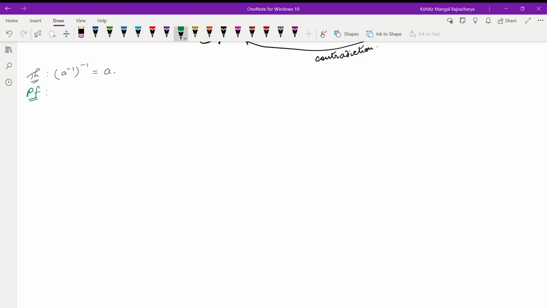All right, now let's see. The inverse of A inverse can be written as, now for any given element A belongs to G, with G star being a group. Now we can replace E with A inverse star A.